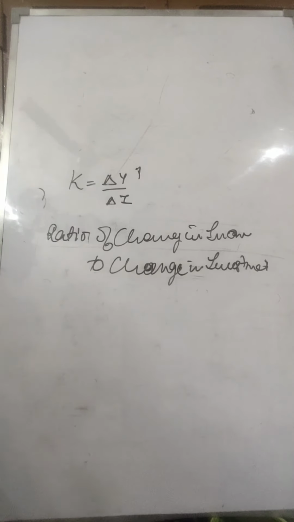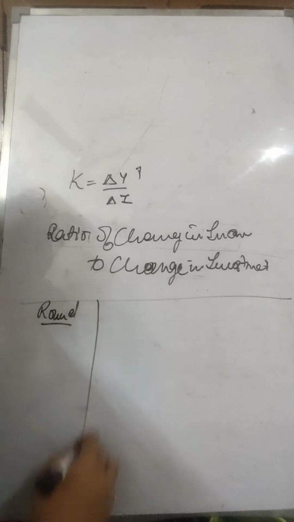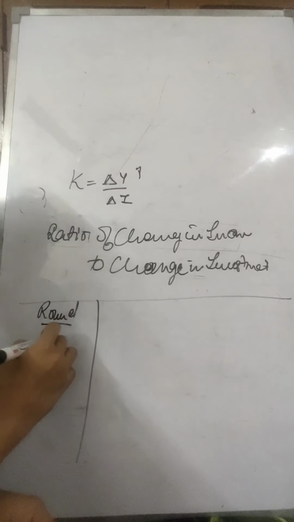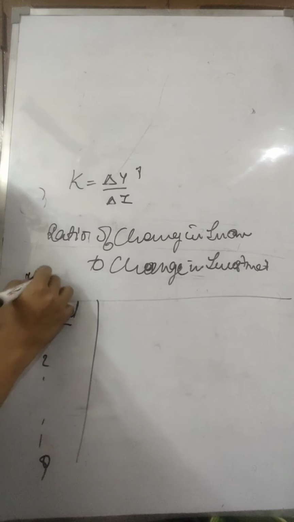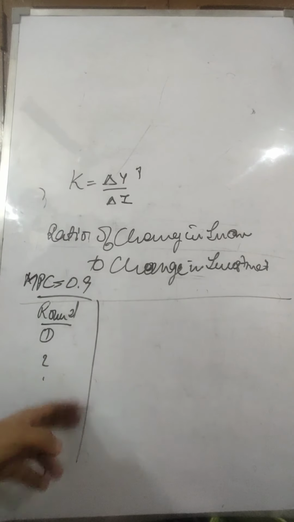And the concept of income multiplier we can better understand with the help of a flow chart. Under income multiplier, there is a round system. If I say first, second, and so on, till I can count it as 9 maybe, that will provide a sufficient example, where I'm taking MPC, the marginal propensity to consume, as 0.9.